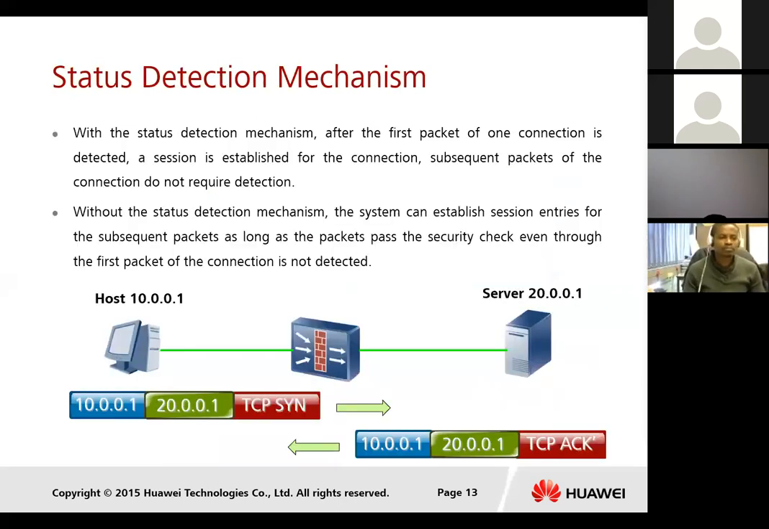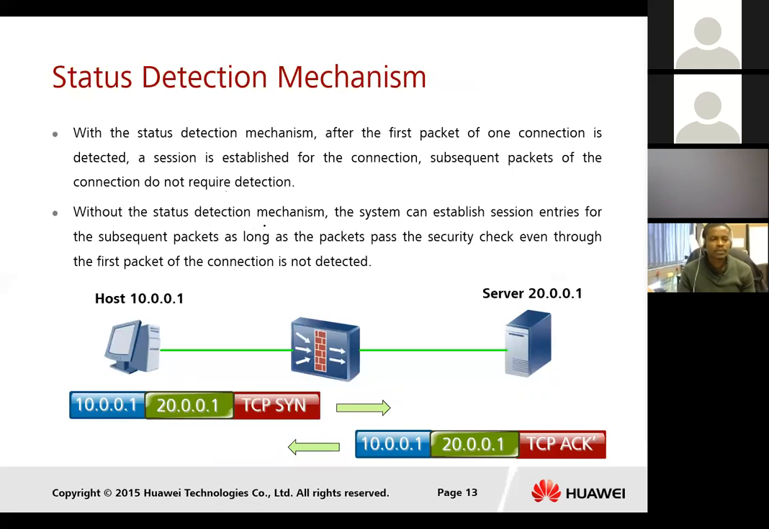So for the status detection mechanism, how do they detect this information? With the status detection mechanism, after the first packet of one connection is detected, a session is established for the connection. Subsequent packets of the connection do not require detection. Only the first packet, as I mentioned. When the session is already there, I will not create another. I will just continue doing the forwarding.